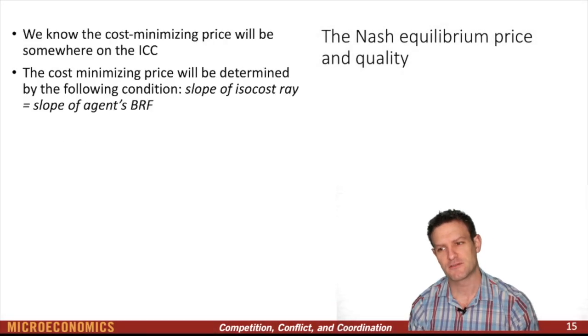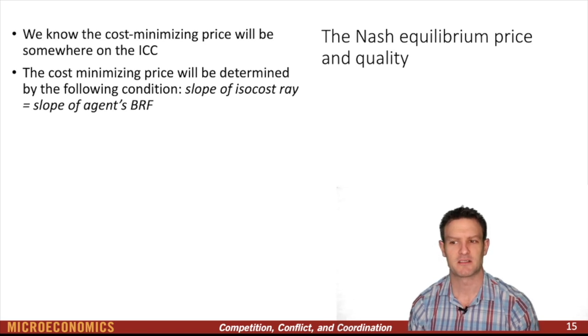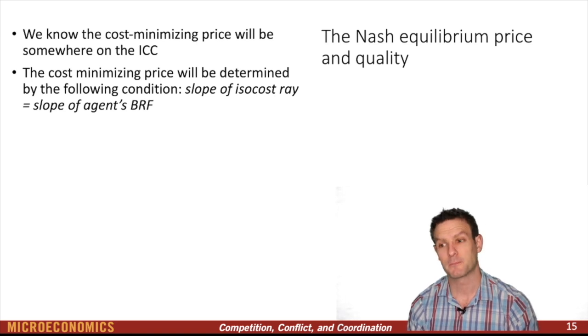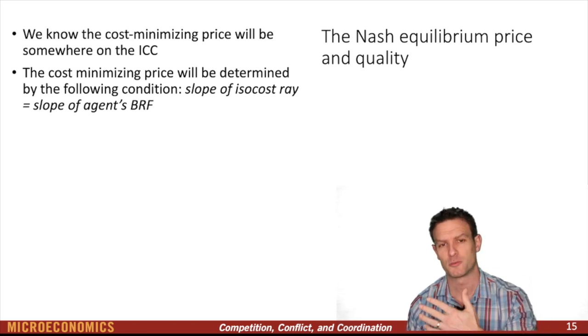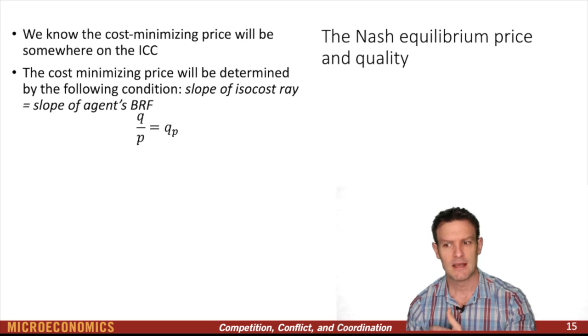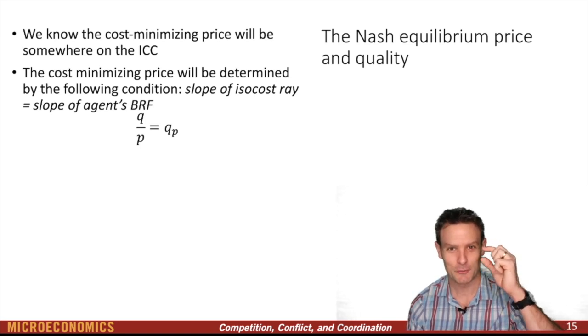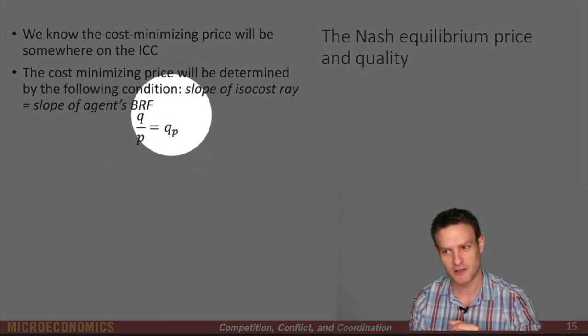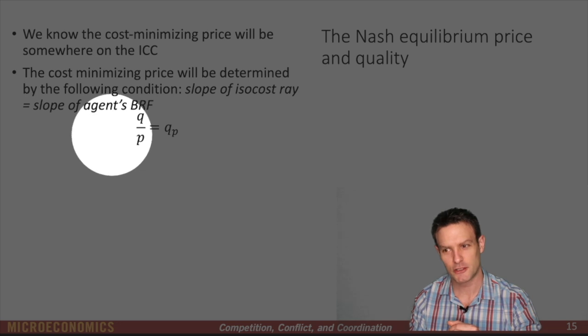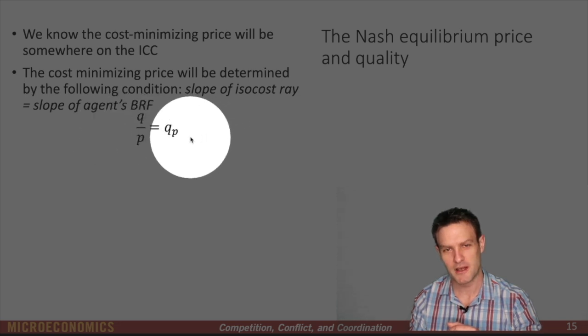Now, the next thing though that we have to think about is that we know that the cost minimizing price will be somewhere on the incentive compatibility constraint, the ICC. Now the cost minimizing price will be determined by the following condition as a result. The slope of the iso cost curve, or the iso cost ray, is going to equal the slope of the agent's best response function. Now what that means is that Q over P equals Q sub P. Okay, so the ratio Q over P, the slope of the iso cost ray, is equal to Q sub P, and that is the slope of the best response function.